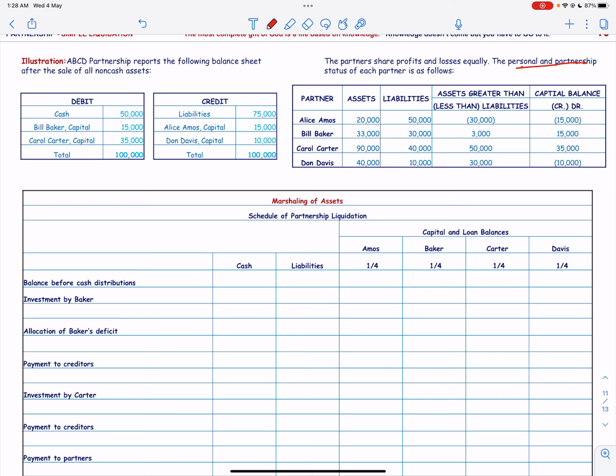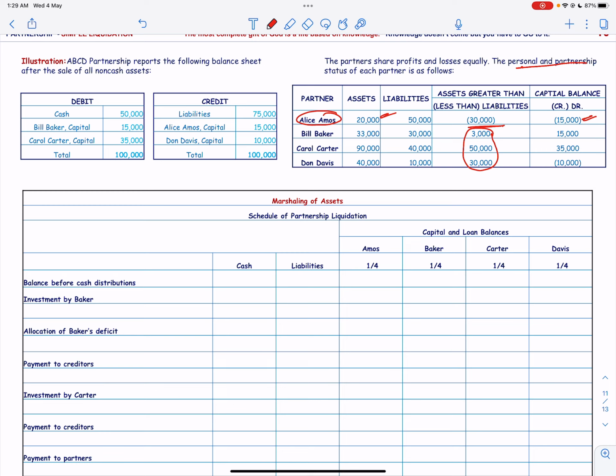In this case, Alice Amos has more personal liabilities than her personal assets, while the partnership creditors and other partners can recover 83,000 from the personal assets. Now, since Alice Amos has a credit balance in her capital account, her personal creditors can claim from what Alice will receive from the final distribution of partnership assets in settlement of her capital interest.